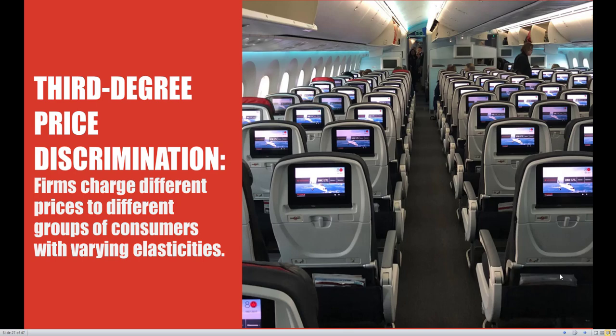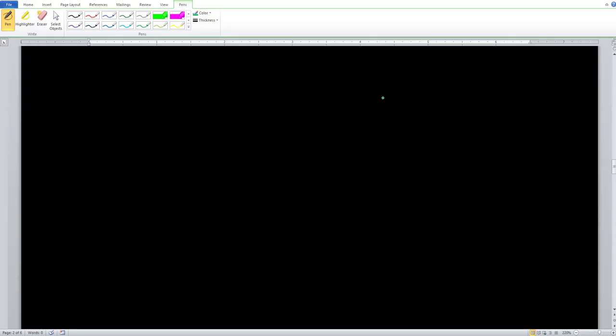Finally, the last way that monopolists can raise their own prices is to practice third-degree price discrimination, charging different prices to different groups of consumers with varying elasticities of demand. And this is the price discrimination that you and I are going to face most often in our own everyday lives. There are a lot of examples that we can talk about under this price discrimination.